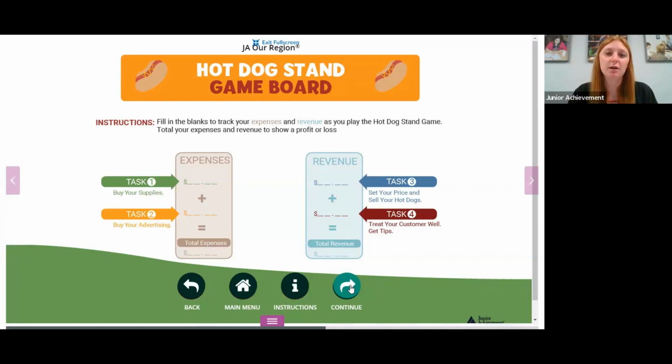Again, if you're using the on-screen presentation, that's fine. If not, you will need this task worksheet because all the numbers and stuff are on there.